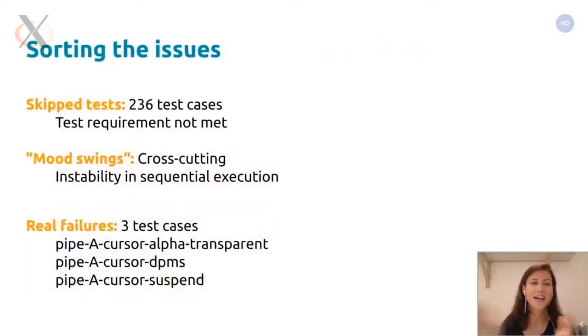At the time, I could only classify the issues. So we have tests skipped for not meeting requirements, a cross-cutting issue in sequential execution that I call mood swing, and fixes, and test cases that fail in any context.